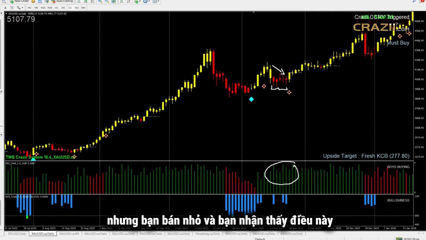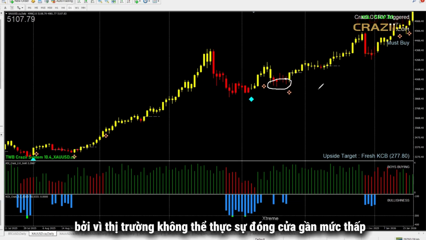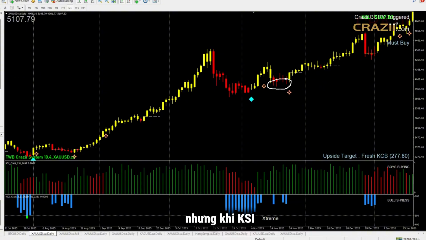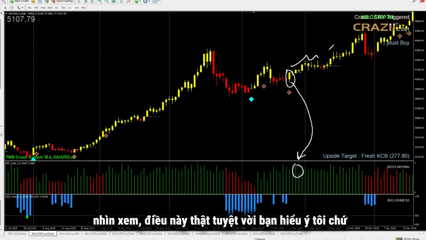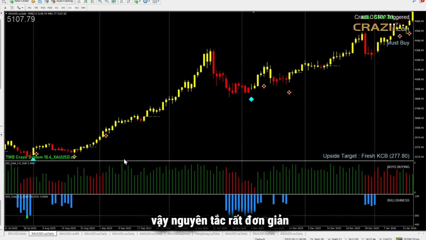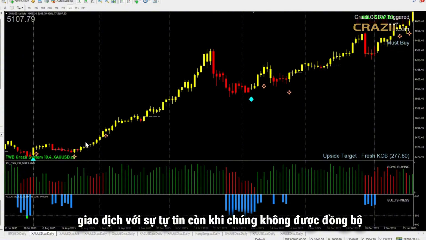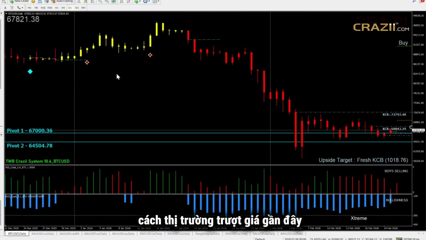And you notice this, the market usually has a long tail because the market couldn't really close near the low. But when the KSI and the candlestick turn the same way, whereas yellow and green KSI, wow, look at it. This is amazing. Get the idea? Yes, indeed. So that is how we use the KSI in the right way. So the principle is simple: when the rules are aligned, trade with confidence. When they're not aligned, come on, guys, don't take the risk, let the market slide.